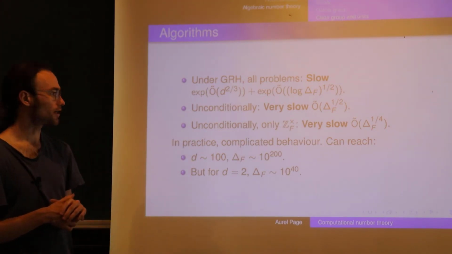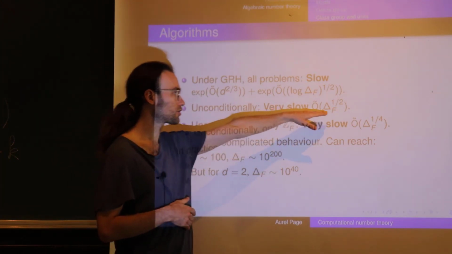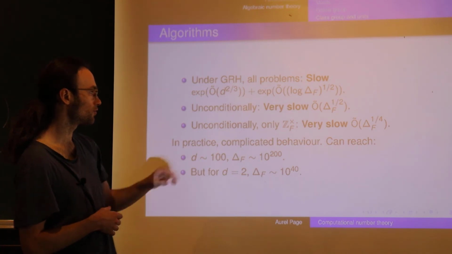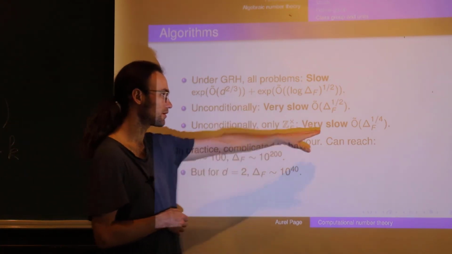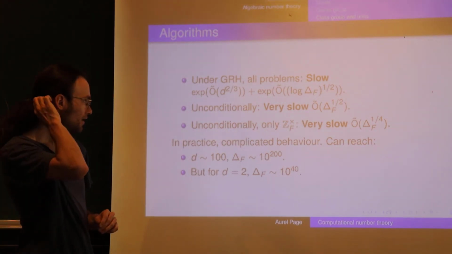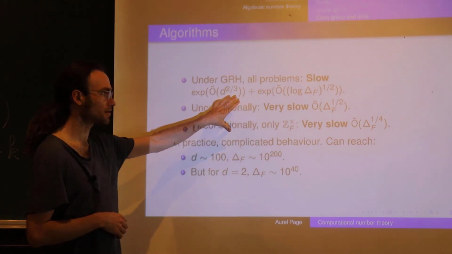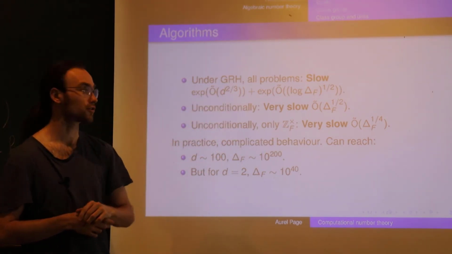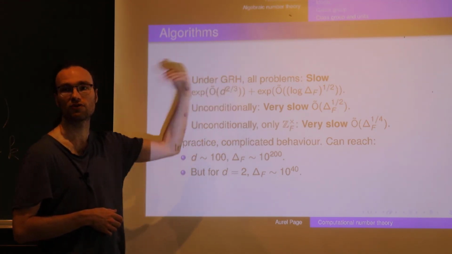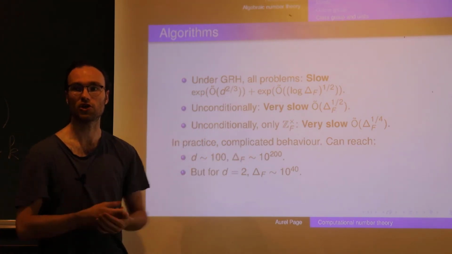Unconditionally, we only know exponential algorithms. So for the full computation, discriminant to the 1/2, essentially. And if you only care about the unit group, you can do slightly better, exponent 1/4, but still exponential. And in practice, what you do is you don't really apply these unconditional algorithms, even if you want an unconditional output. You apply this one, and then you run a certification algorithm that does extra work to remove the dependence on GRH.